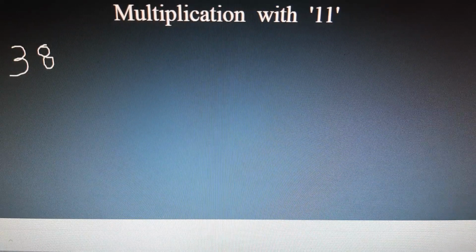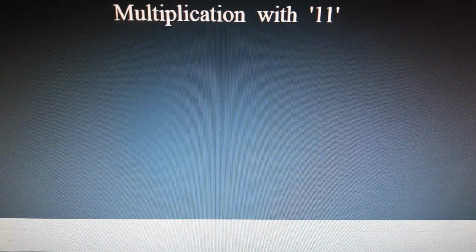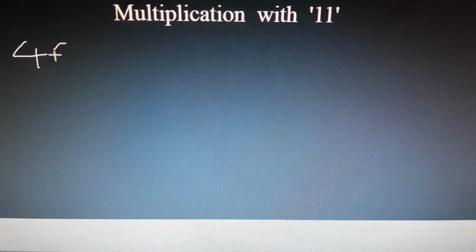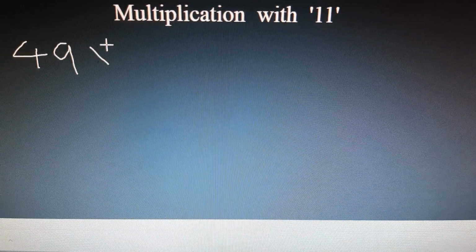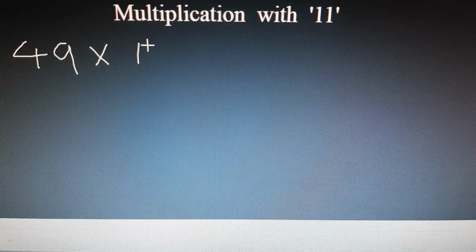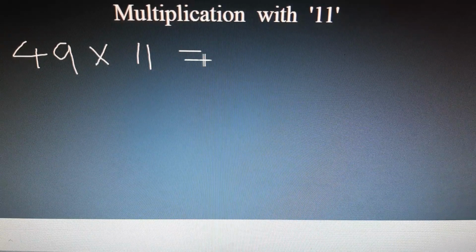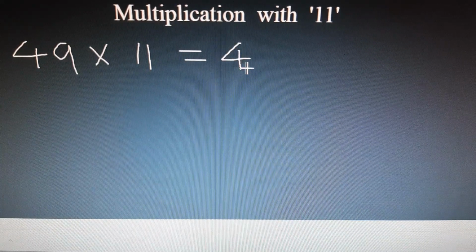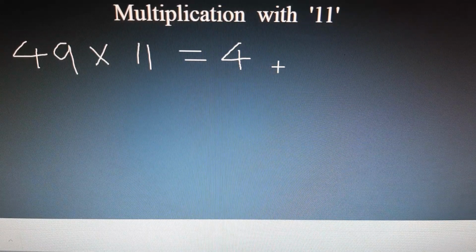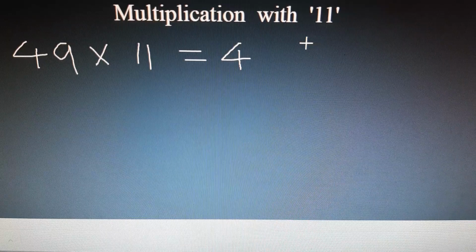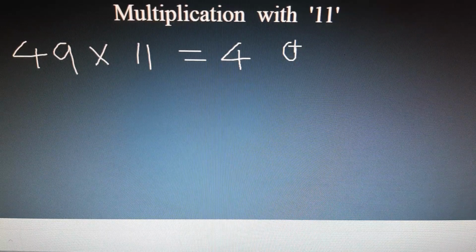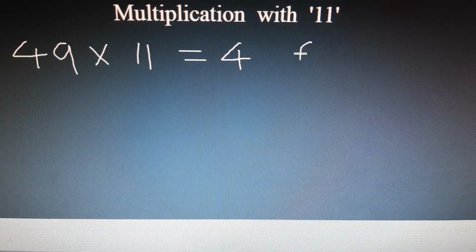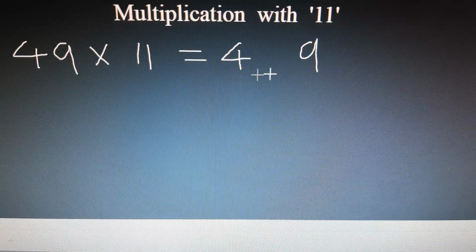Again we will go for a carry forward number, 49. Okay. Multiply by 11. What is the first step? First step is you have to write down the first figure. Now second step is you have to leave the space and write down the second figure. Second figure is 9. Okay. Now you have to add both the figures.